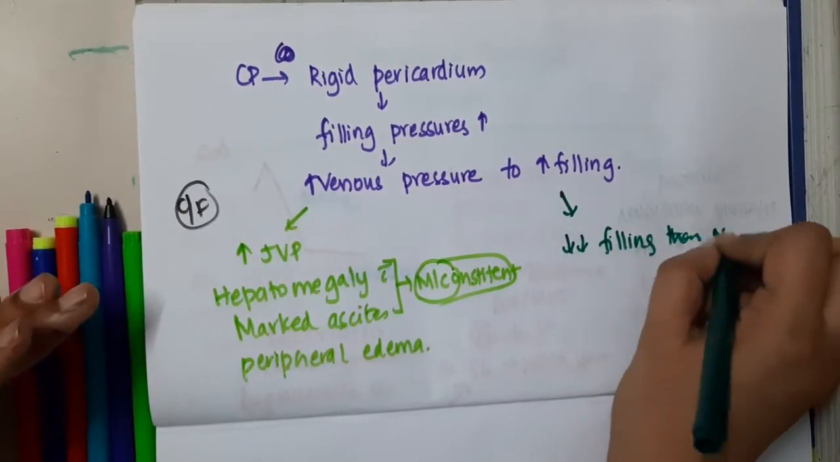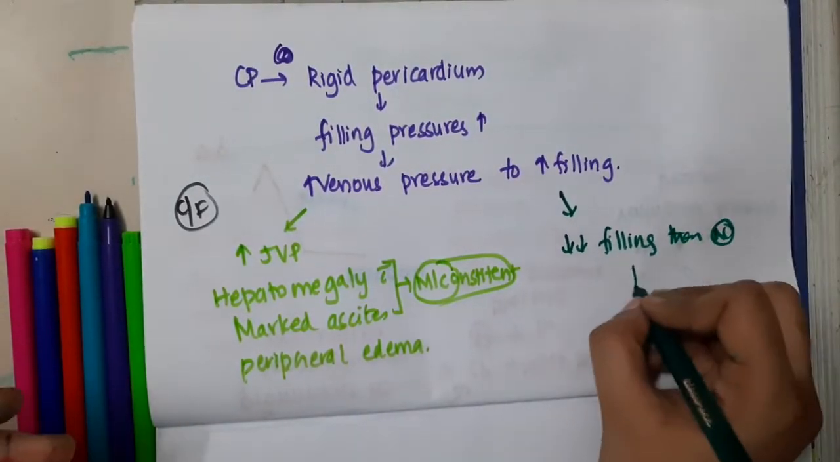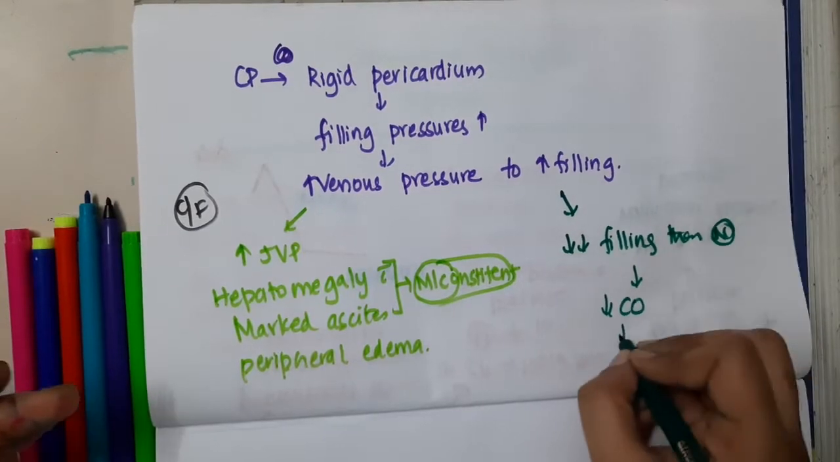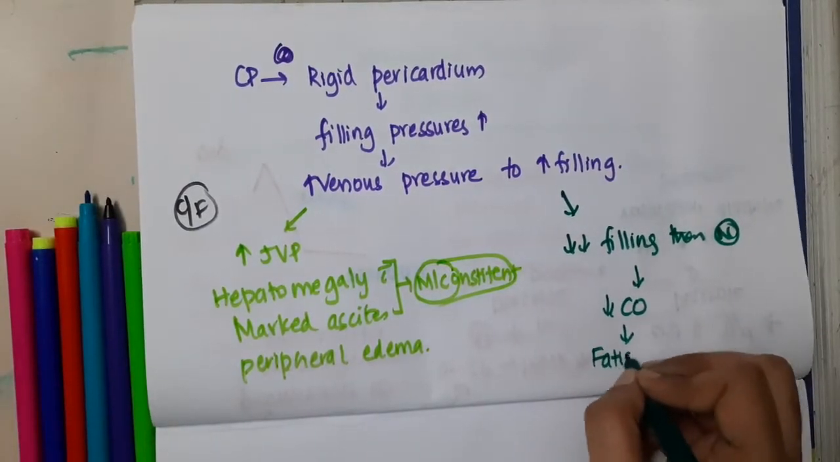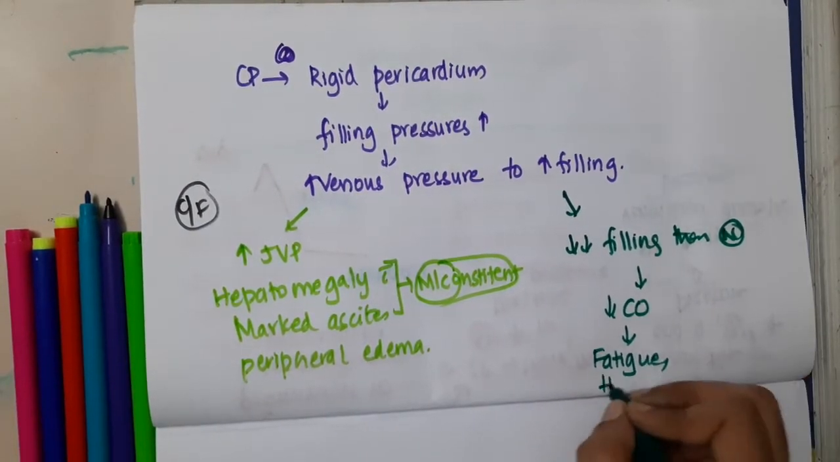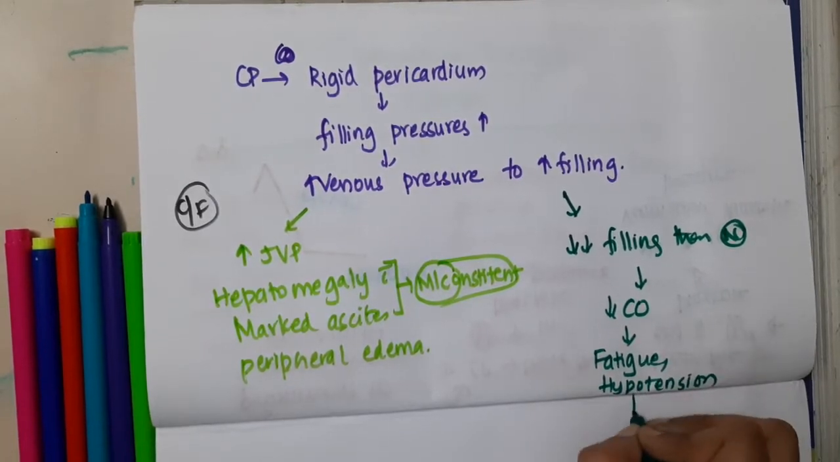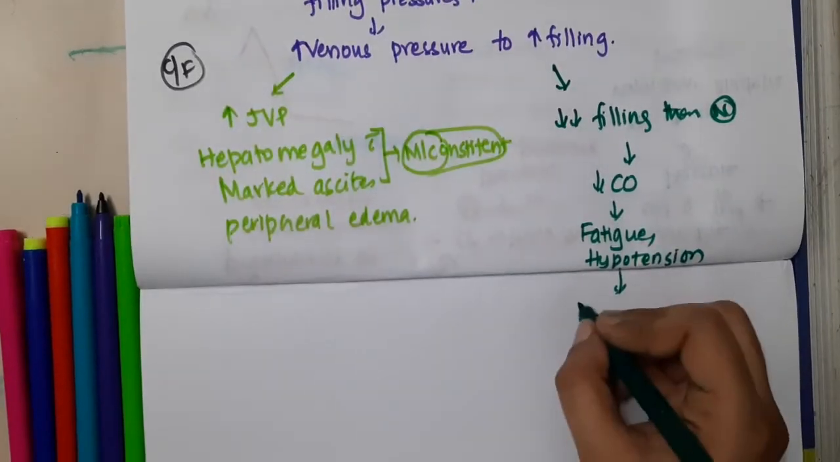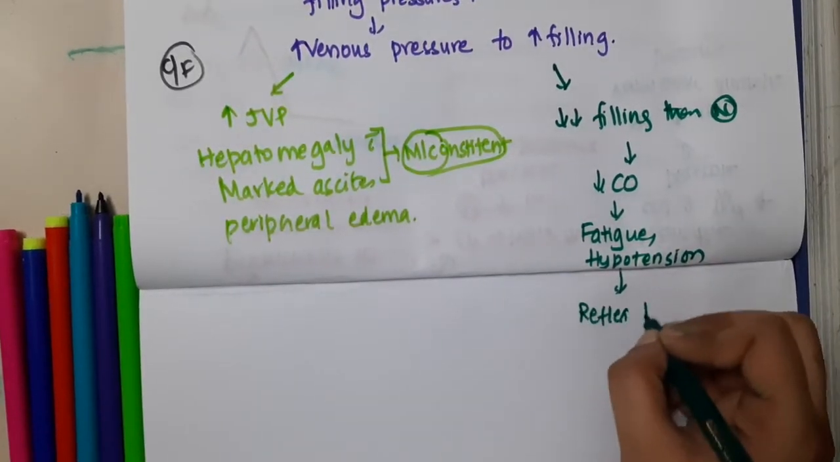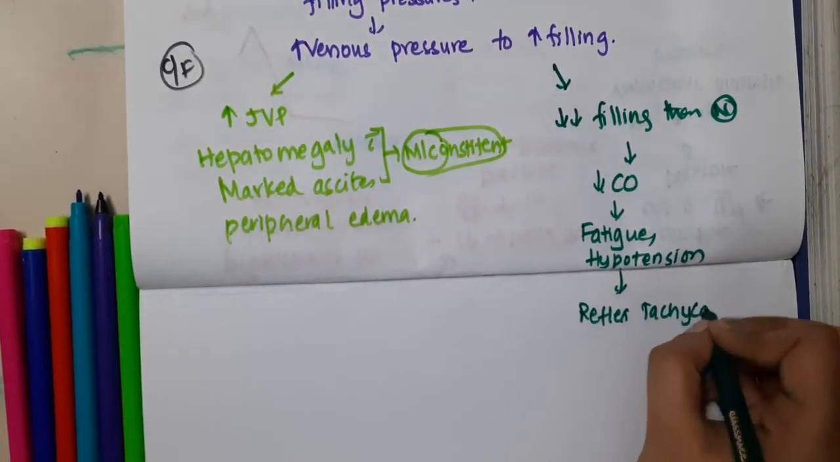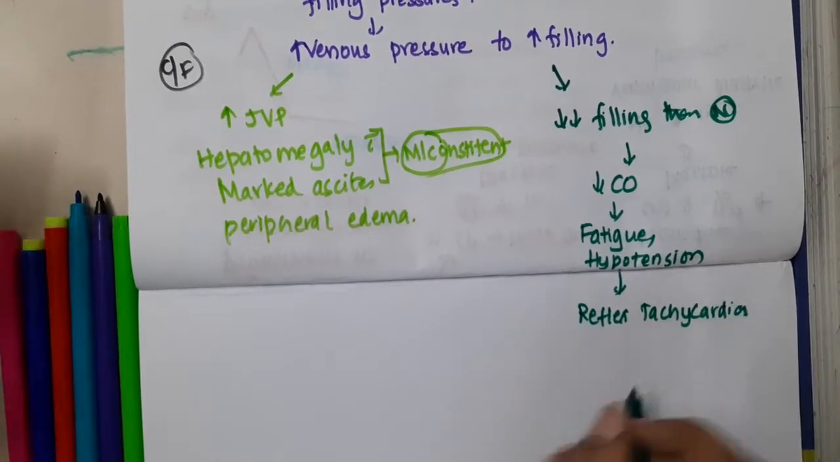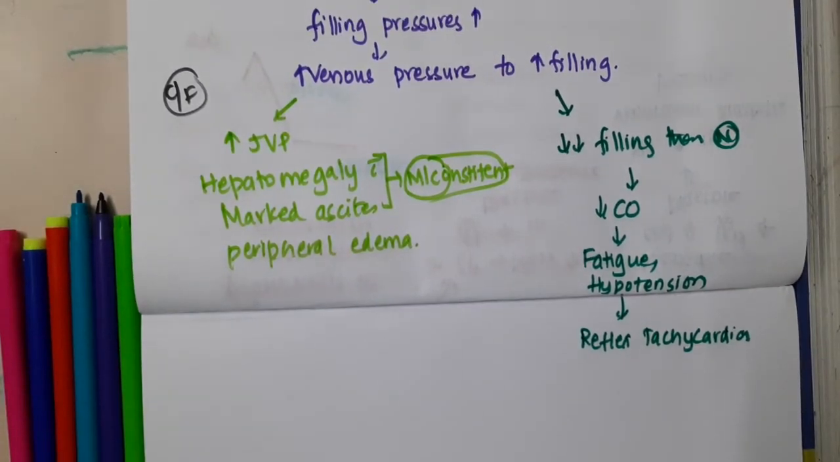Because there is decreased filling than normal, this will lead to decreased cardiac output. Because of decreased cardiac output, there will be fatigue. This will also lead to hypotension. And finally, because of hypotension, decreased BP, it reflexly causes reflex tachycardia. Okay, so these are the main clinical features.